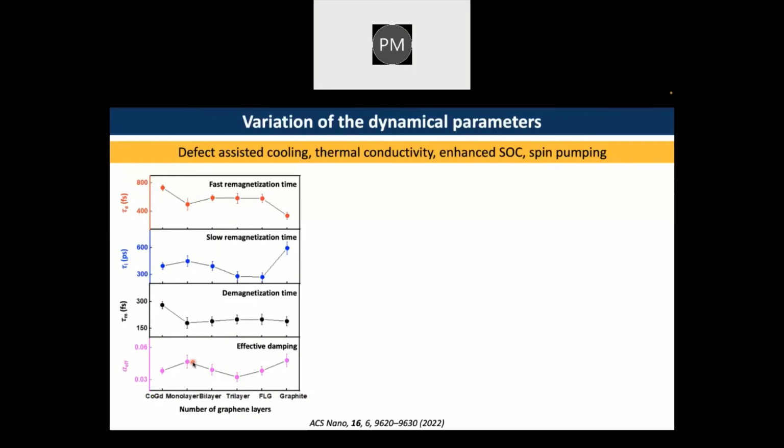So damping in gadolinium-based materials, for example, I have also previously studied gadolinium iron, and in that alloy also, the damping is mostly close to 0.05 or 0.03.